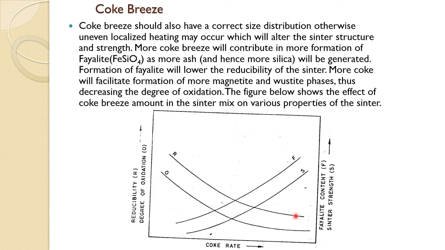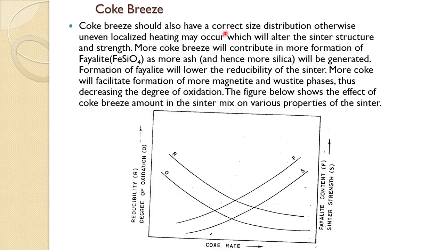For the coke breeze, it should have a correct size distribution, otherwise uneven localized heating may occur, because these are all fines, and you are looking at 2 millimeter and 3 millimeter particles. The way heat would be released is sort of localized within the pellet. A 2 millimeter particle will give a different amount of heat and a 3 millimeter particle will give a different amount of heat. That will give a different temperature gradient, and that will affect the structure of the sinter and the phase formation, which is not good. That is why the correct size distribution is very necessary for the coke breeze.